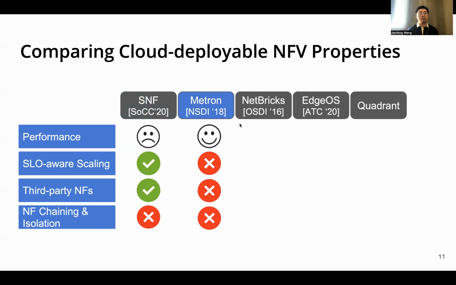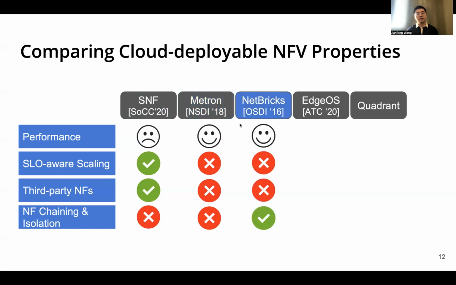Metron is a highly optimized NFV platform. It achieves line rate processing for network function chains, but it requires source codes of network functions to compile them into a single process. This is impractical because network functions from third-party vendors are often released as closed source software. Compiling network functions into a single one also breaks the isolation requirement.